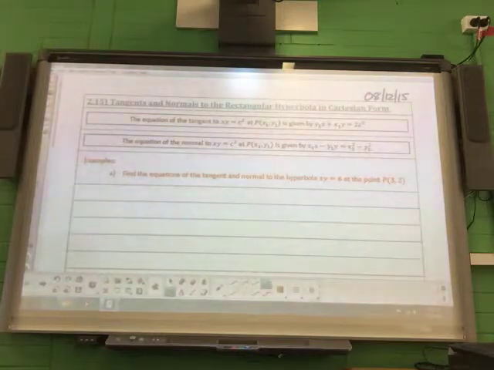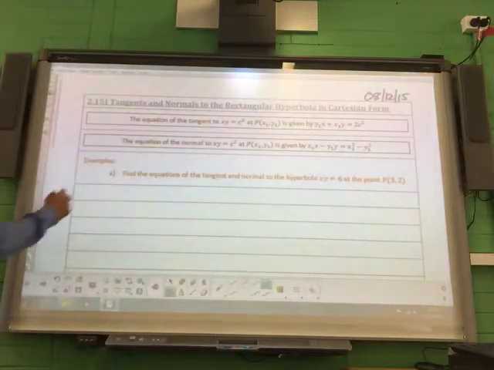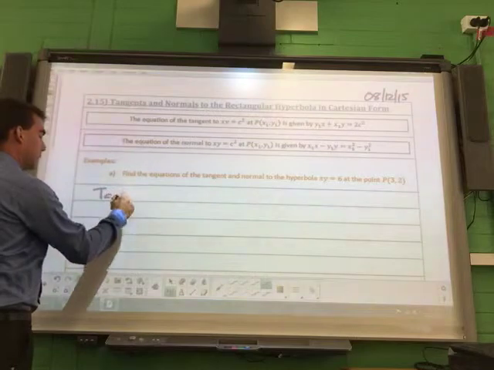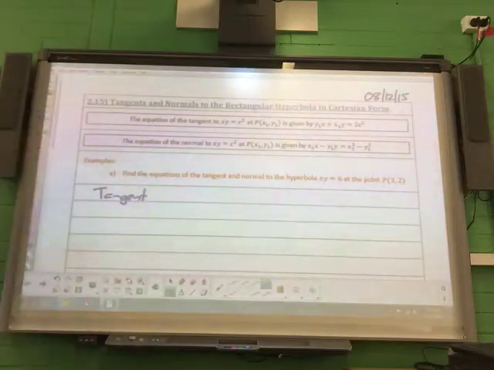Right, so we need to find the equation of the tangent and normal to the hyperbola xy equals 6 at the point 3, 2. That's the tangent. We're just going to substitute straight into the formula. We've done many examples of implicit differentiation, etc. We'll try and focus on some of the other questions we need to do today.